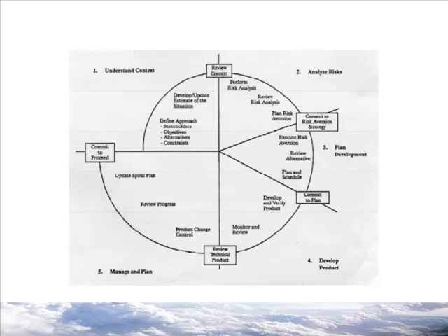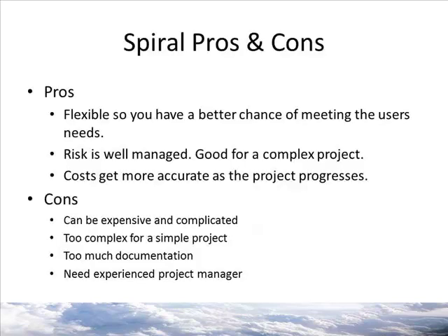Does it sound complex? It is. Pros. The pros with spiral development is it's flexible, so you have a better chance of meeting your users' needs. Risk is well managed because you've spent so much time. You've really paid attention to risk, and so problems that are going to occur, you're aware of them and you can mitigate them before they happen. It's good for a really complex project. Cost. Also, you're more accurate at determining what your project will cost because you've broken it down and you're determining the cost as the project goes along.